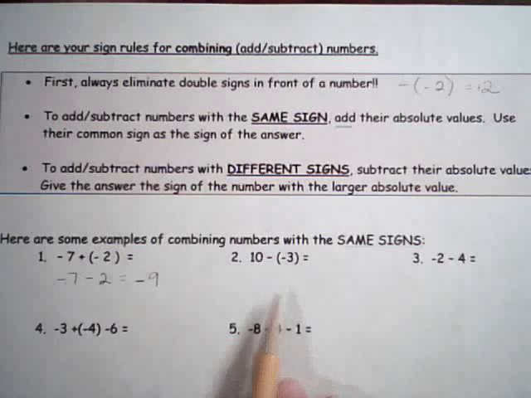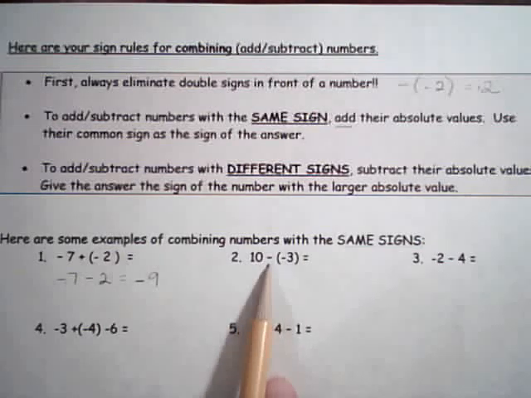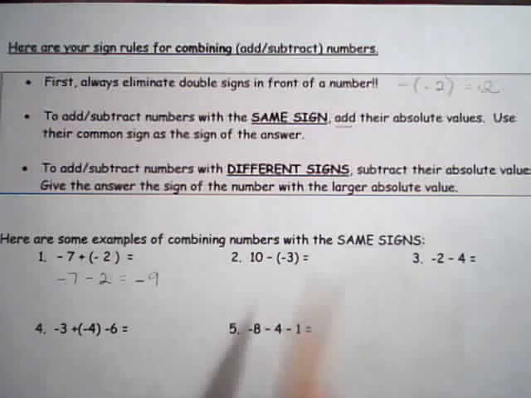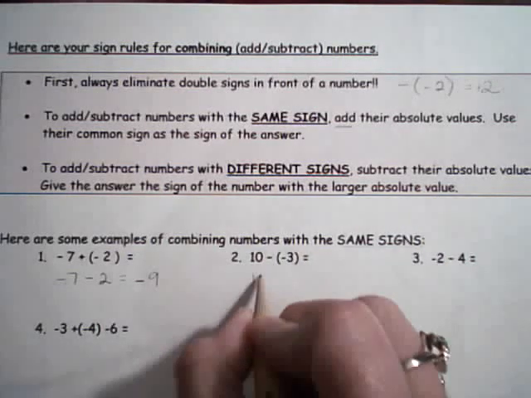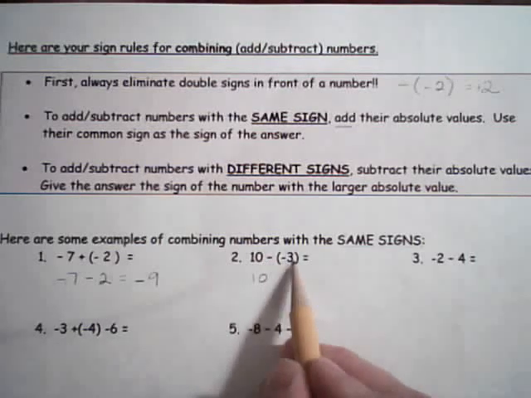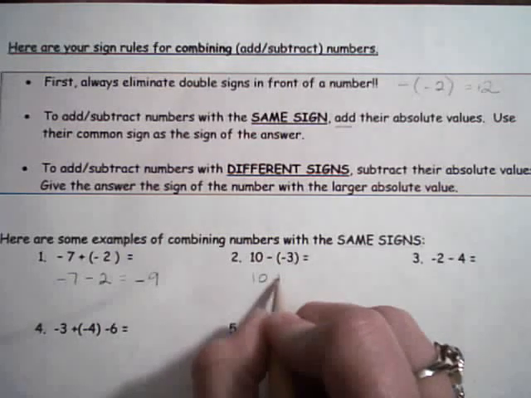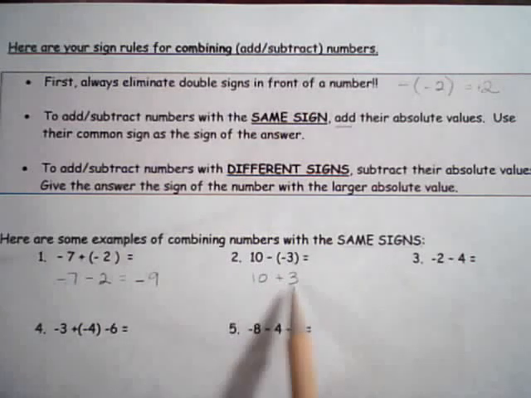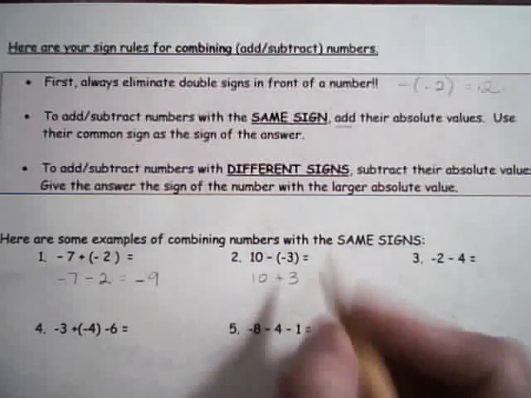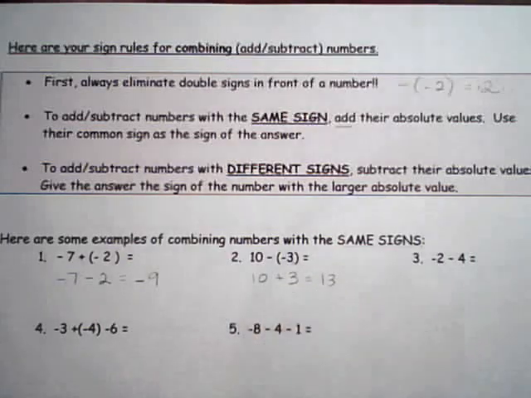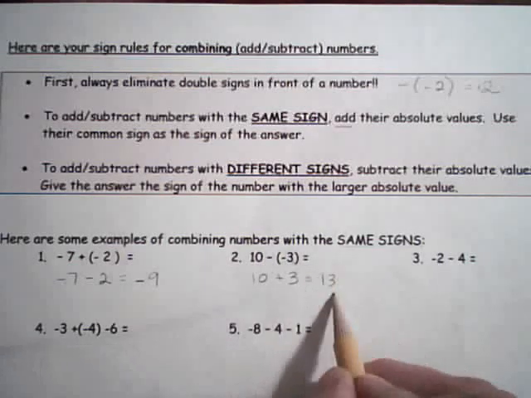Number 2, you have 10 minus a negative 3. The first thing is to eliminate the double negatives. This means the opposite of negative 3, which would just be plus 3. So I have a positive 10 and a positive 3. Both positive means I'm going to add and keep the sign. So it would be a positive 13.